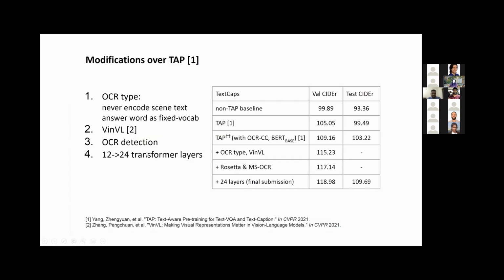In this competition, we also made a couple of modifications over text-aware pre-training to improve its performance. For example, we used stronger visual features from VinVL, and we also boosted the OCR detection result by using two OCR detectors, Rosetta and Microsoft OCR. We also enlarged the transformer layers from 12 layers to 24 layers. So now the performance on text captioning on the testing dataset can reach 109.69.